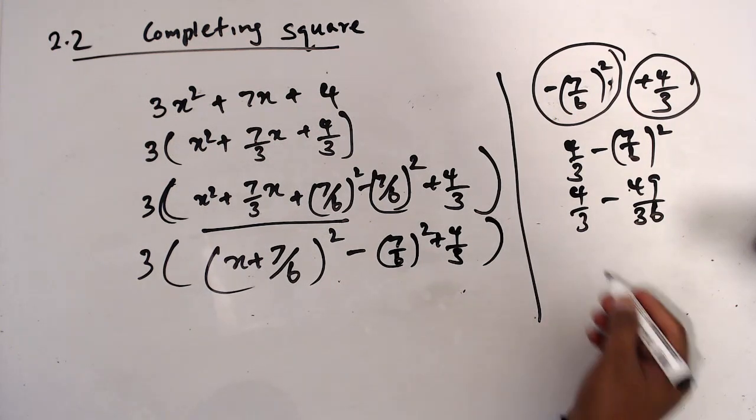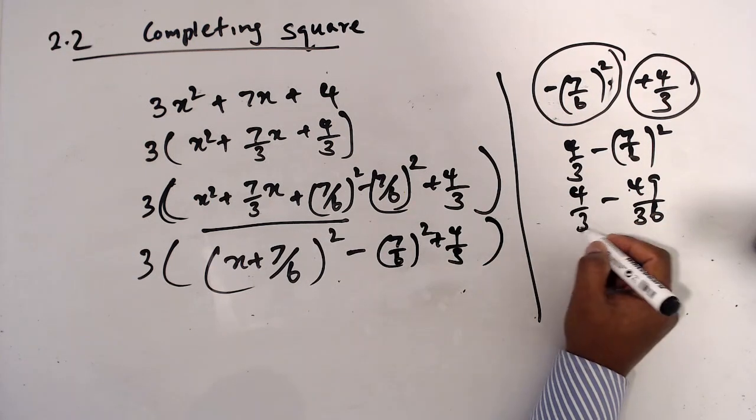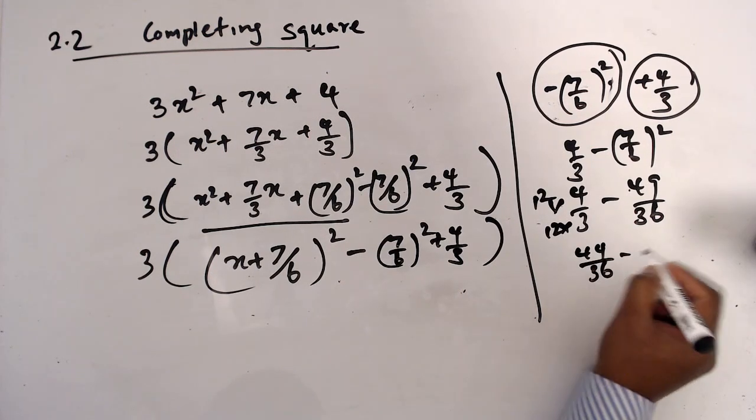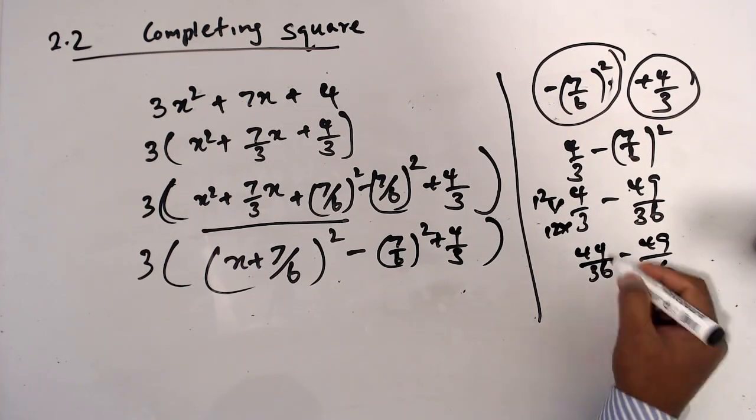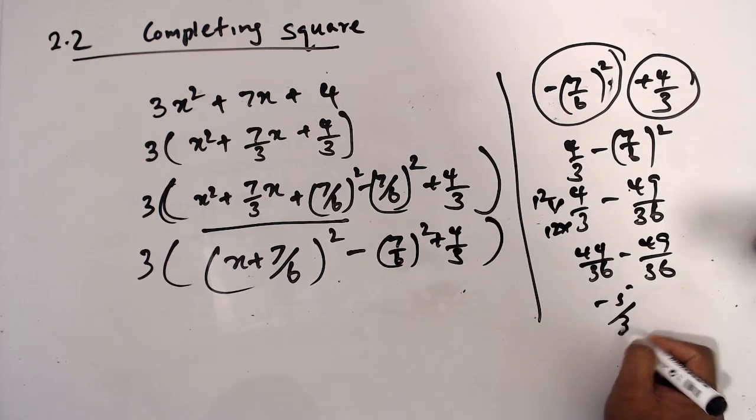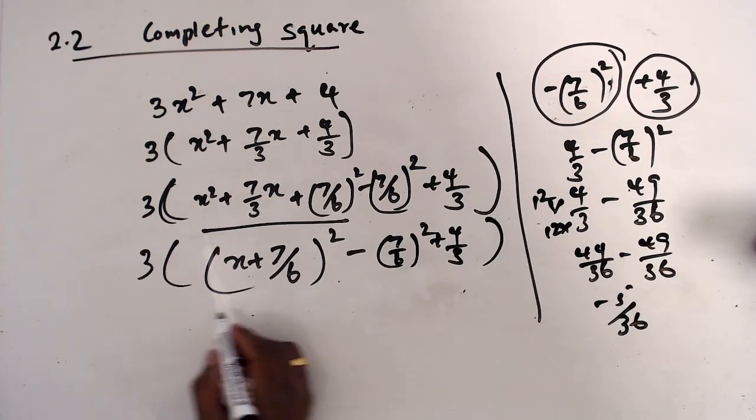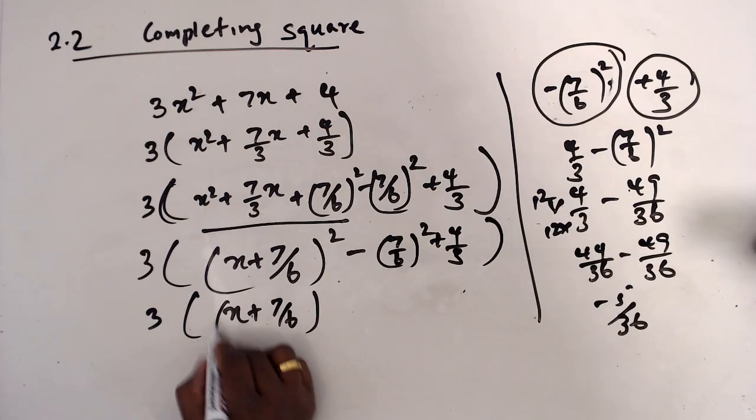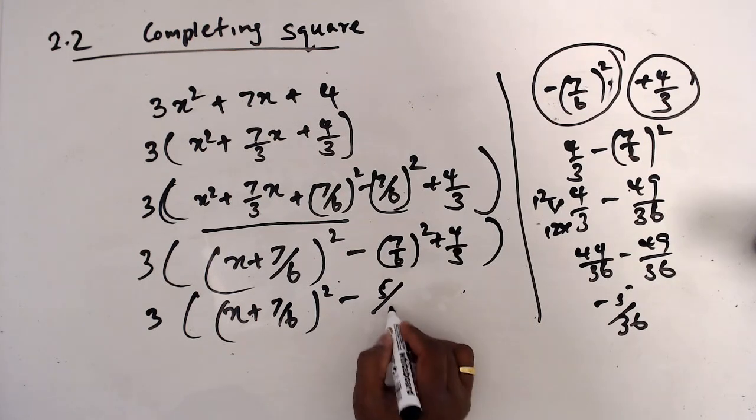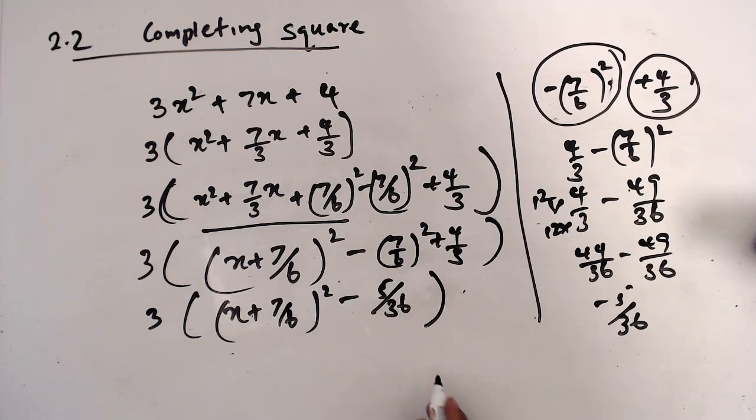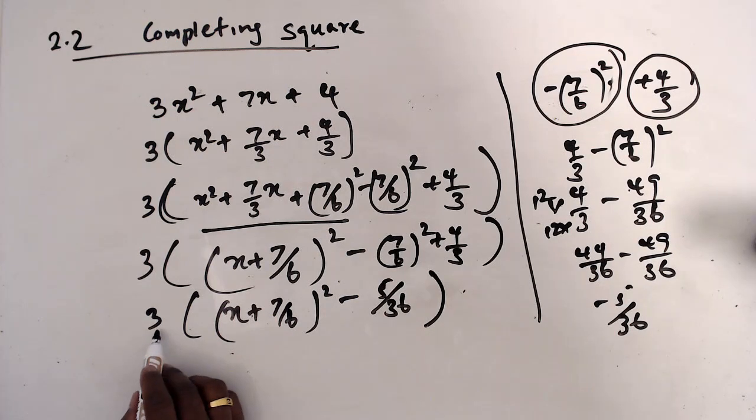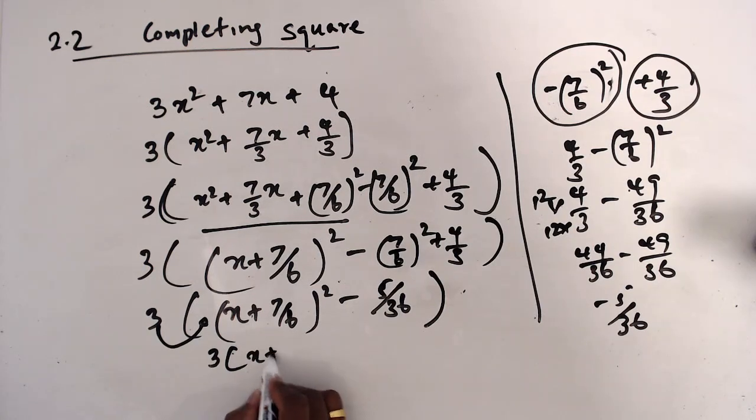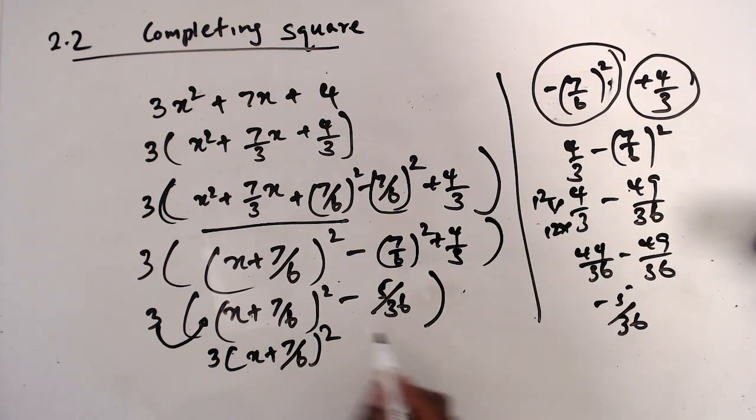Then I have to make the denominator the same, multiply by 12, multiply by 12. 44 over 36, 49 over 36. So 5 over 36 minus 5 over 36. Then 3 times (x plus 7 over 6) square minus 5 over 36. Now take the bracket out. 3 times this bracket is 3 times (x plus 7 over 6) square.